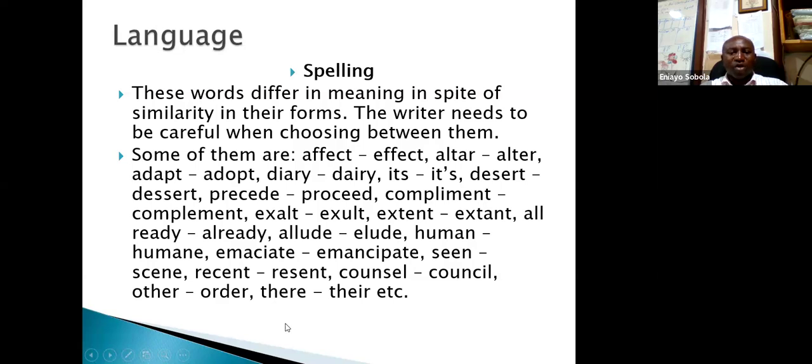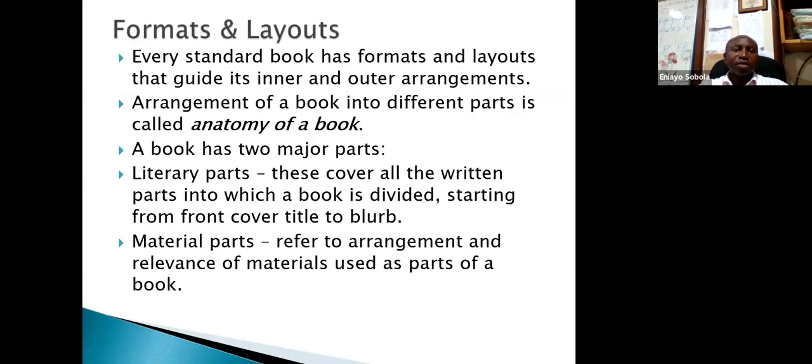And that may lead to wrong choice. That's the reason you need to be patient when you are writing, to make sure you choose the appropriate word and avoid spelling crisis in your work.